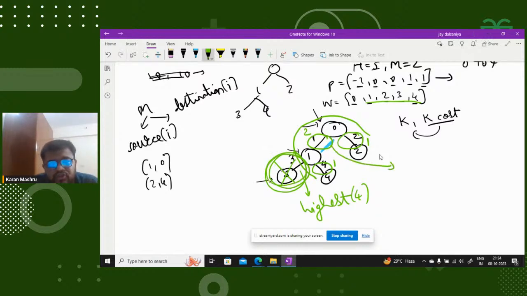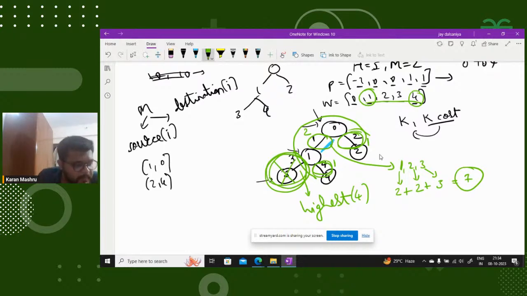This edge is used two times, so I will associate the minimum cost with it, which is 1. So 1 and 4 are used. These two edges are used once, so I will associate the other two costs, 2 and 3, with them. This edge is used once, so it will contribute 3. This edge is used once, it will contribute 3. This edge is used twice, it will contribute 2. So the total cost now would be 7. Is this much clear?